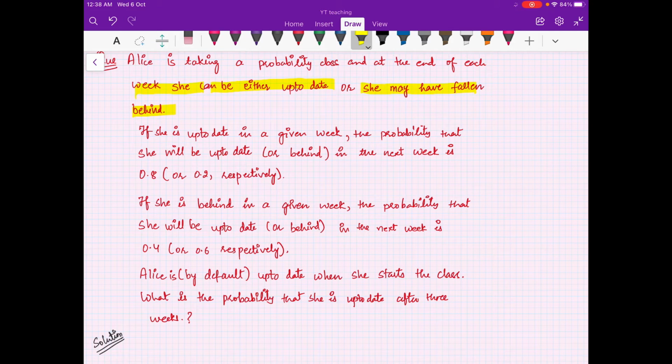And then we have, if she is up to date in a given week, for example, if in the first week she is up to date, the probability that she will be up to date the next week is 0.8. And the probability that she will be behind the next week is 0.2. You got it? And then if she is behind in a given week, then the probability that she will be up to date in the next week is 0.4, and she will be behind in the next week is 0.6.